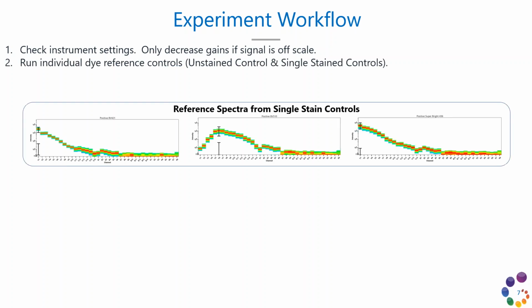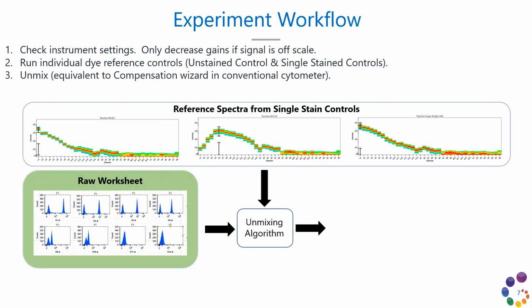Now when you're running your experiment, the workflow is very similar to what you're used to with a conventional cytometer. You check your instrument settings, and we provide a Cytek assay setting for you to start with, which you really only need to adjust if your signals are off scale for your samples. Then you go ahead and you record all of your single-stained reference controls, and the workflow here is very similar to what you'd be doing if you were generating a compensation matrix on a conventional system. What's unique for our system is we also need you to record an unstained sample control, and that's important so we can capture the autofluorescence contribution from your sample.